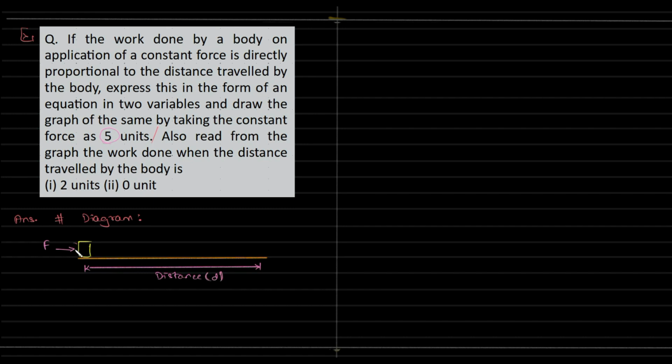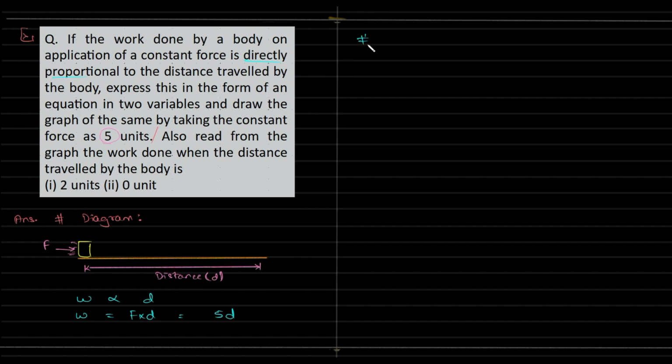Okay, now the question is, express all of this relationship in terms of an equation. That's the question. If the work done is directly proportional, that's very important, to the distance traveled by the body, express this in the form of an equation in two variables and draw the graph by taking the constant force. Also read the graph when the distance traveled by the body is 2 units or 0 units. So what else have they given is, the work is directly proportional to the distance, and if I remove this proportionality constant, that would be force, and that force is 5. So basically this is what they're talking about.